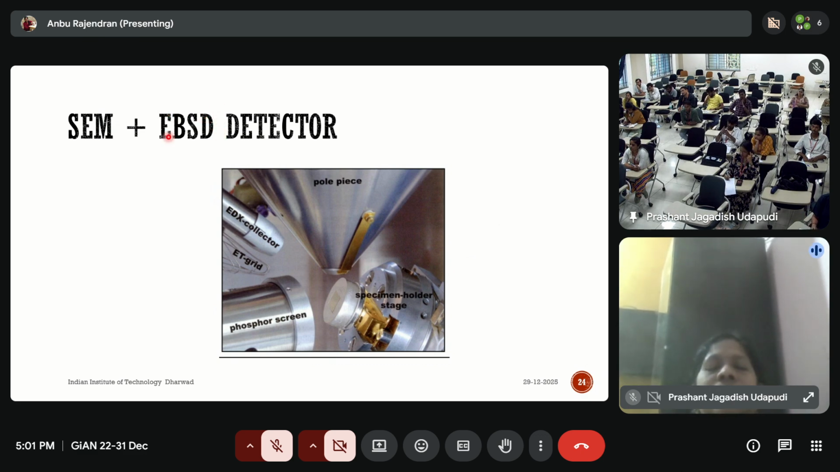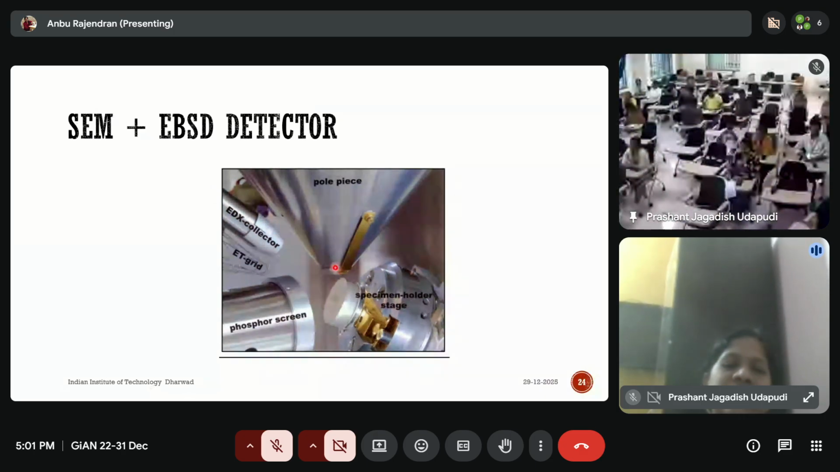This detector serves a different purpose. So this is your pole piece. This is the inside chamber of the SEM. This is the pole piece, from the top of which your electron source will be there. From the source the electron will come and fall here. Generally secondary electron detectors will come as an attachment with this. The BSE detector also will come either from the back or top depending upon the make. This is the EDS detector, this is the EBSD detector, this is the sample stage.